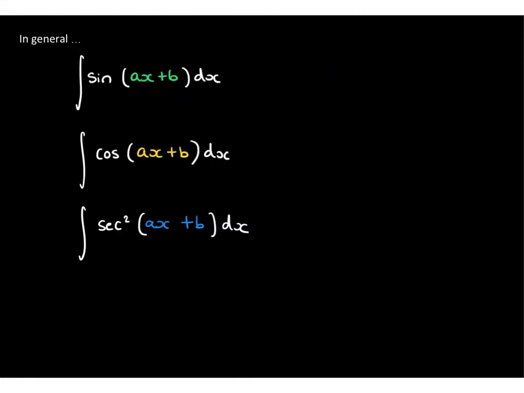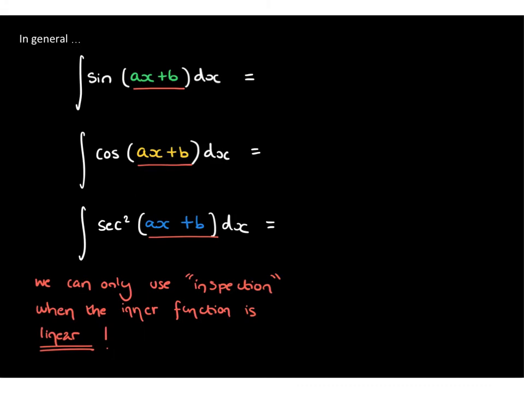So let's see if we can generalise this. Now, before we do this, in each example, look at the inner function. In every case, it's of a linear format. This inspection method will only work if the inner function is linear. So, let's start with the first one. It's a sine function, so it will integrate to negative cos of (ax plus b). But of course, we need to make sure that we divide by the derivative of this inner function, so we want 1 over a here.